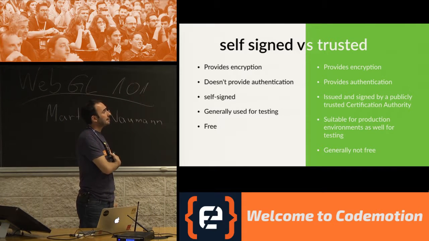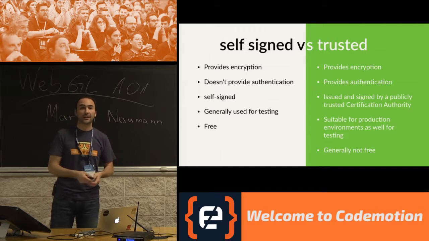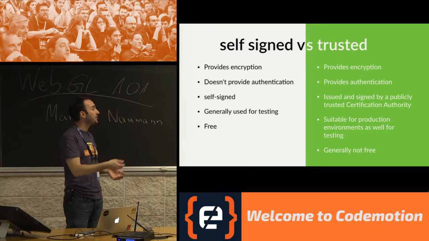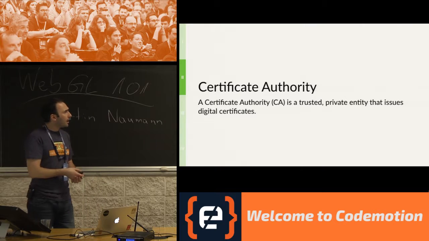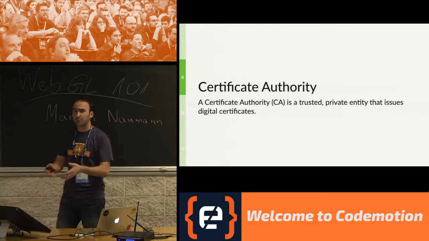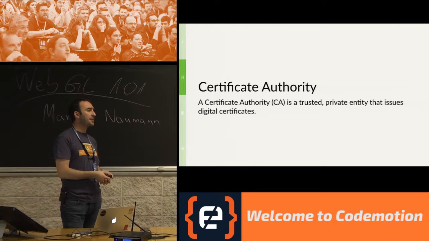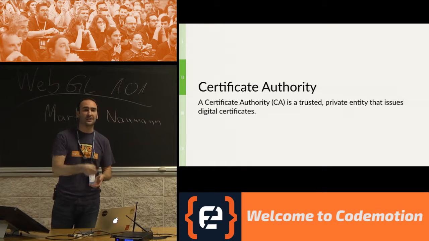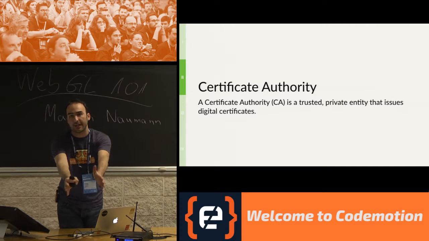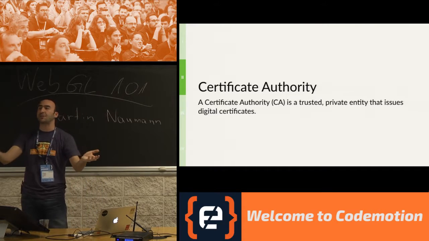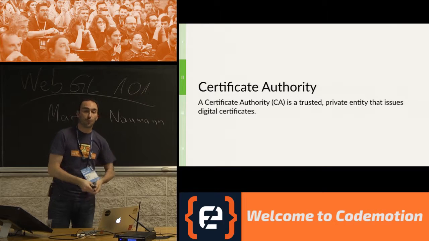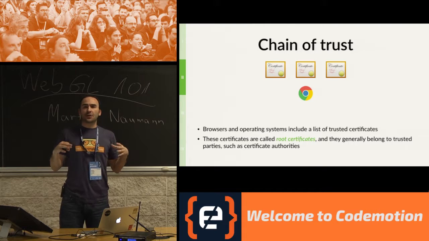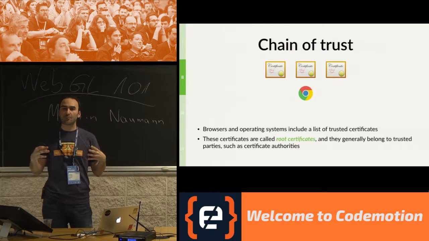The trusted one is not free generally, and you have to go through a third party, which is called the certification authority, and generally pay for that. The certification authority, as I said, is a third-party company that essentially acts as a trusted component and says, hey, I know that you are this person, so here's your certificate that will give you the chance to tell the world that you are who you say you are. The way it works is called the chain of trust. This is a very important topic to understand.